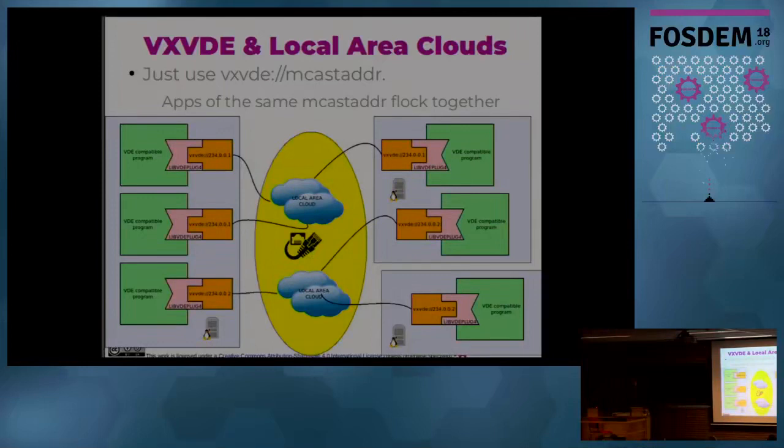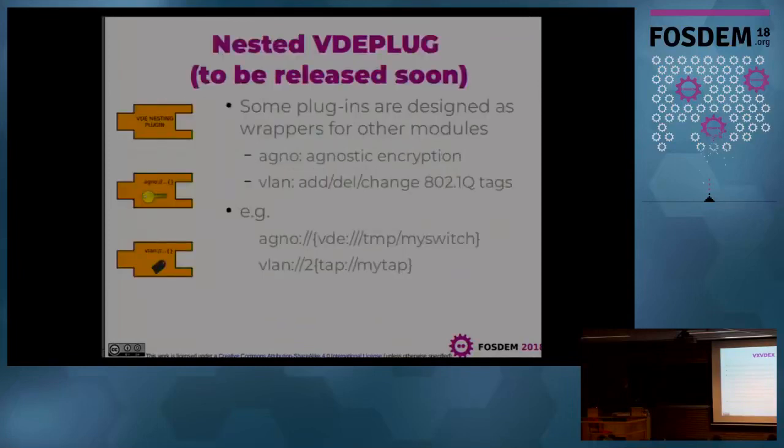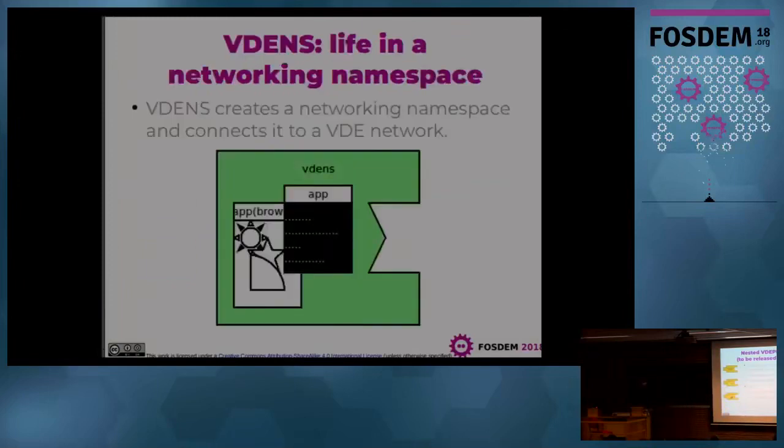But let us move on. This is history, and I've spent 10 minutes of my 30 minutes on history. Move on. We have VXVDX, which is VXVDE but with access control. We have designed a nested VDE plug, a plug where you can insert further plugs, for example, encryption plugs. So you can use the whole infrastructure. You can decide whether to use VXVDE or SLIRP or whatsoever, and you can add cryptography, you can play with virtual LANs. But I think the most important new feature is this.